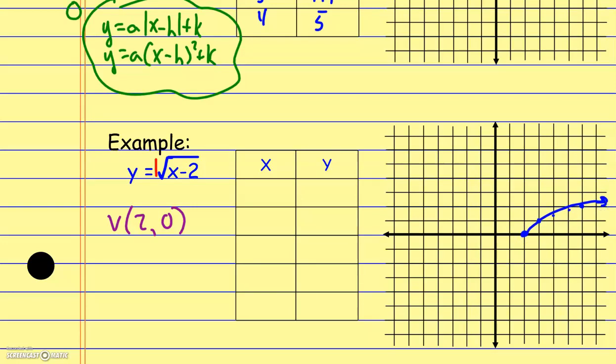Once again, if I were to start plugging values in, think about the lowest value I could plug in this time. Before it was 0. Now the lowest value I can plug in without getting an imaginary number is 2. So I would start with 2, 3, 4, 5, and 6 as the values I would plug in, and look what I get: 0, 1, 1.4, 1.7, and a 2. Because it's following that same shape, I get those same y values.